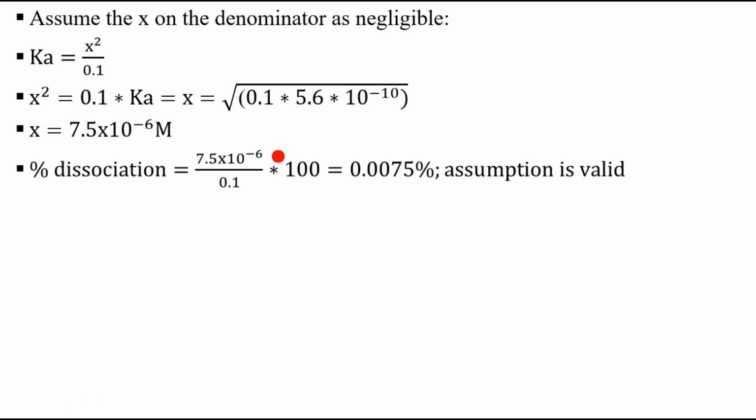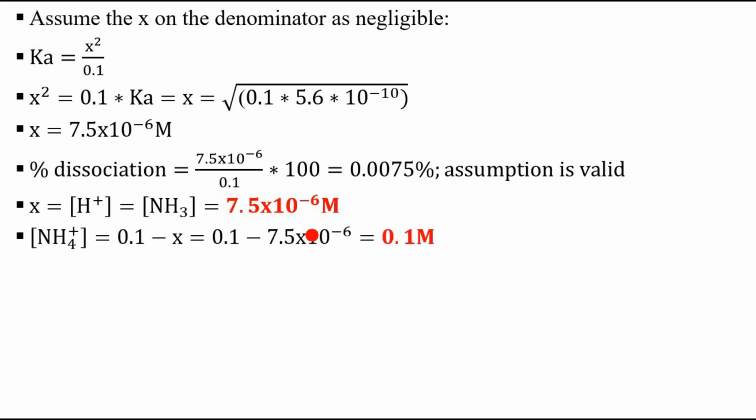So we can check whether our assumption is valid by calculating the percentage dissociation. We see that the percentage dissociation is less than 5%. That means the assumption is valid. So we have the concentration of H plus equal to the concentration of ammonia equal to X, and it is equal to 7.5 times 10 power negative 6. Now what will be the concentration of ammonium? We take 0.1 minus X, that means 0.1 minus 7.5 times 10 power negative 6, we get 0.1 molar.